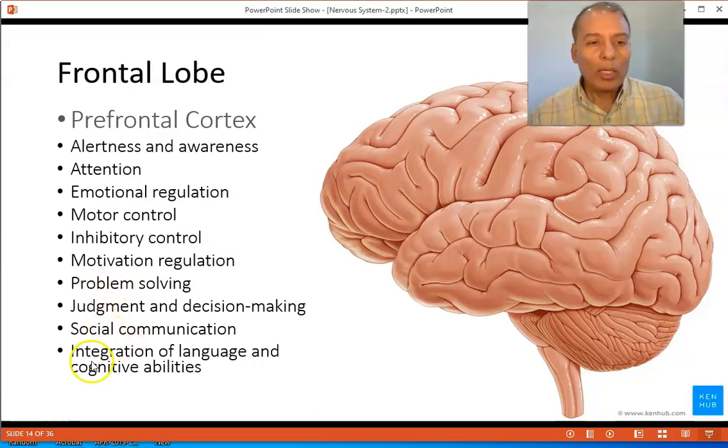Social, again, integration of language and cognitive abilities. So you see something, for example, you know what it is used for, and so all of these functions and many more, but these are overall the basic functions of the prefrontal cortex.